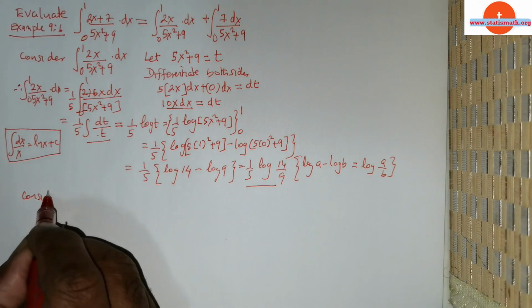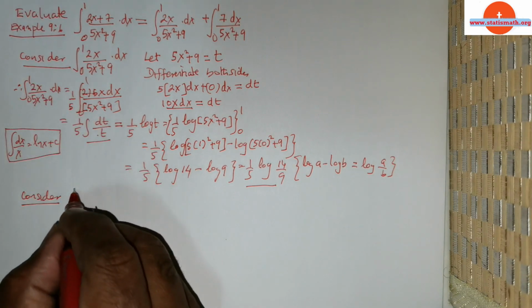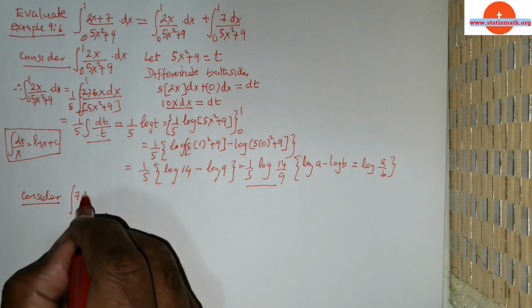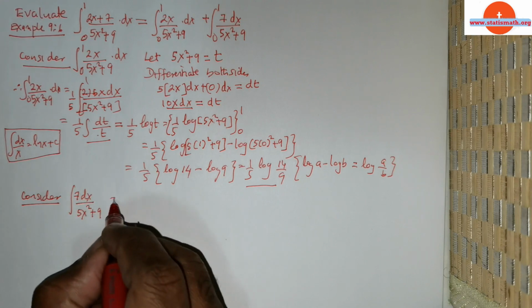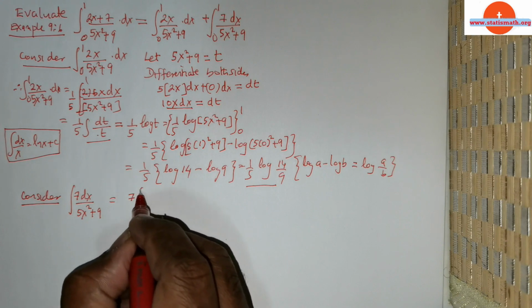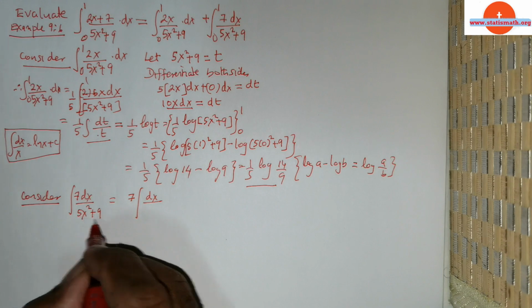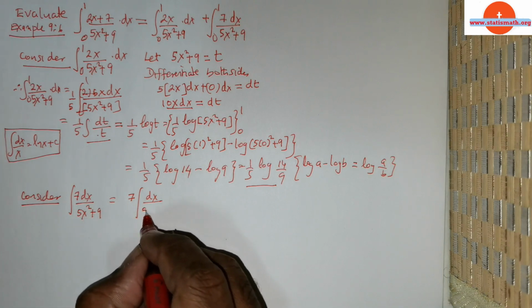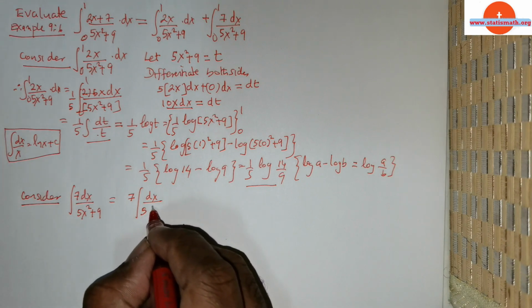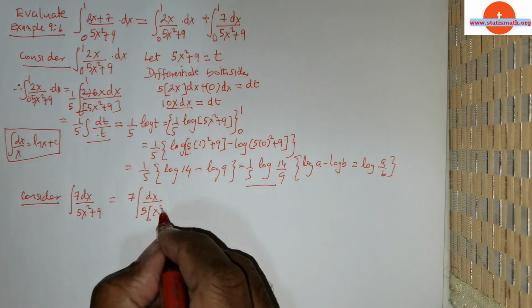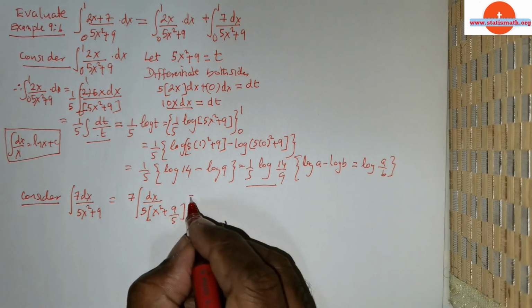So what I'm now going to do is use the word consider. So make sure to use this word consider. Consider the integral of 7 dx divided by (5x² + 9). I'm going to rewrite this as 7 times the integral of dx divided by 5x² + 9. What I'm going to do is take this 5 out. So when I take 5 out, I would get x² + 9/5. Now you will know why I'm writing it like this.